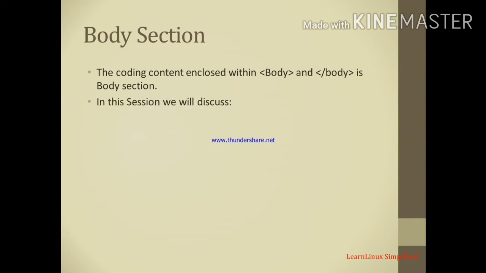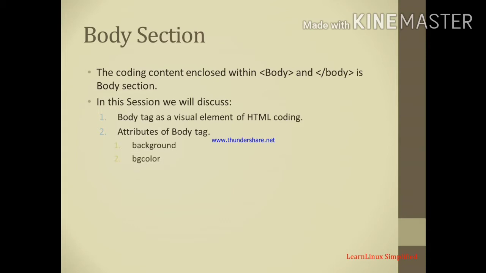In this session we will discuss first body tag as a visual element of HTML coding. Now what is visual element, that we will see. Second thing, attributes of body tag. What are the attributes? Background, BG color, text, A-link and V-link. And lastly we will see color coding in HTML. Now how colors can be added using certain codes, that is called hex code, that we will see in the last part. So let's move.